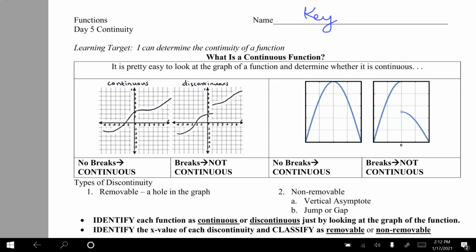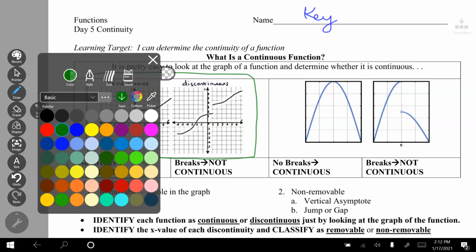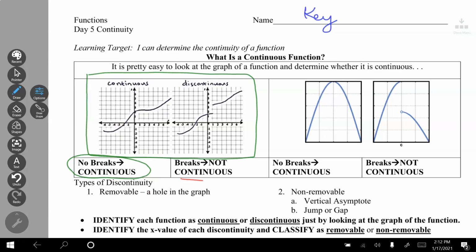If you look at our two examples over here, a graph is continuous if it has no breaks in it, like the one on the left, and if it's discontinuous, you see it has a break anywhere. Okay, in other words, to draw the graph on the right, I would have to lift up my pencil at some point to draw that graph. On the one on the left, I could draw it without having to take my pencil off the paper.